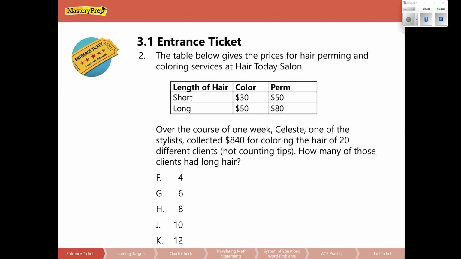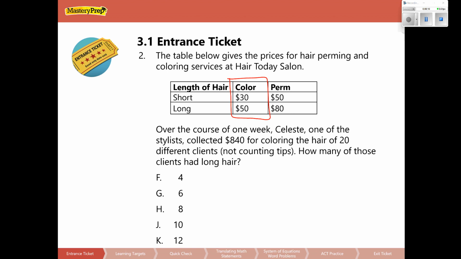All right, let's look at this next one here. Now, the table belongs to the prices, kind of the overall prices for short and long hair for color and perm. Over the course of 1 week, Celeste, one of the stylists, collected $840 for coloring hair. For coloring the hair of 20 different clients, not counting tips, how many of those clients had long hair? So we're looking at this here. We don't care about perms.